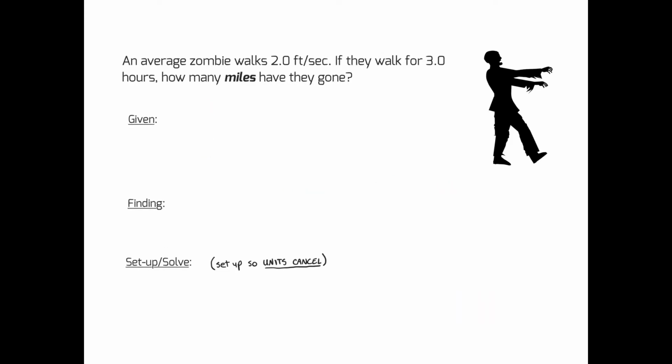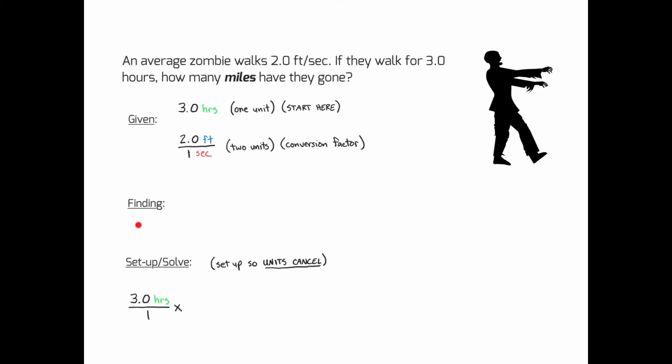So in this last example, our zombie's still walking 2 feet per second, and he still walked for 3 hours. But now they want us to know how many miles he's gone. So we can see that the information that we're given is exactly the same as last time. Our zombie's still walking 2 feet per second, which is a conversion factor, and he still walked for 3 hours, which is where we're going to start our calculation. The only difference here is in what we're trying to find. So in this case, we're looking for miles.